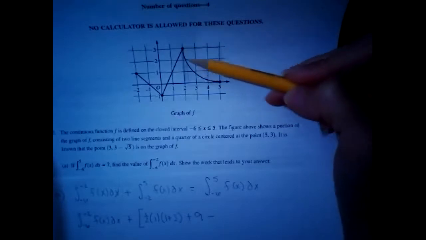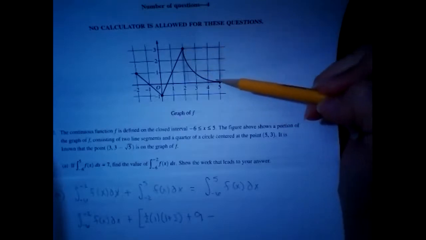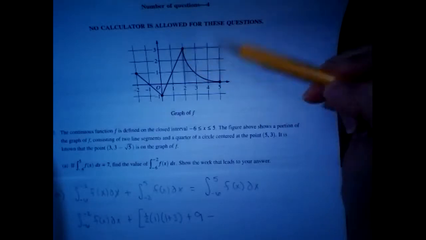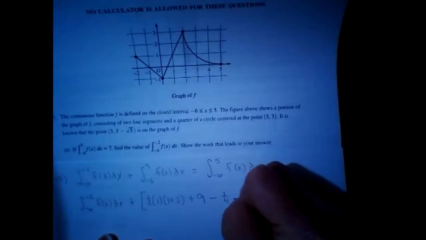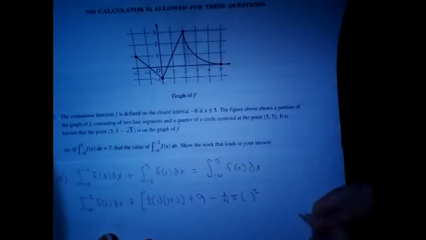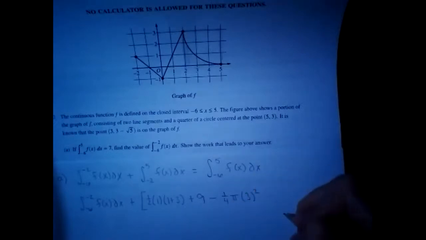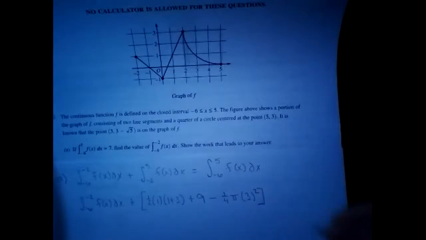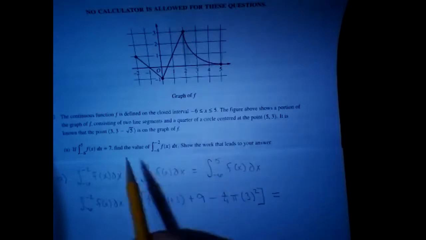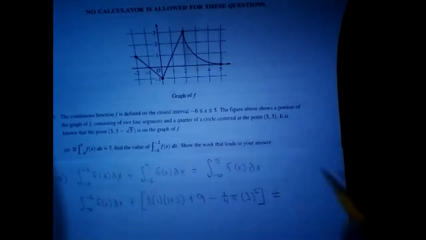Now we've done semicircles a lot, 1/2 a circle. This one's just a quarter of a circle. So we're going to subtract out that quarter of a circle, which would be 1/4 pi r squared. It's the exact same thing as a half circle, just instead it's a quarter of a circle. Radius is 3. And then this whole thing equals the integral from -6 to 5, the whole thing, which they told us is worth 7.